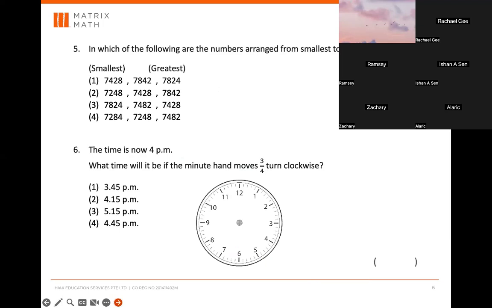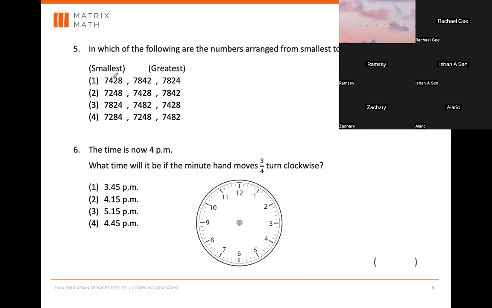Question 5. In which of the following are the numbers arranged from the smallest to the greatest? So you need to start from small to big, okay? So what you do is that you look at individual numbers. Since all the options given start with 7, you should pay attention to the hundreds place, okay? So you look at the hundreds place and see which one is the smallest, okay?